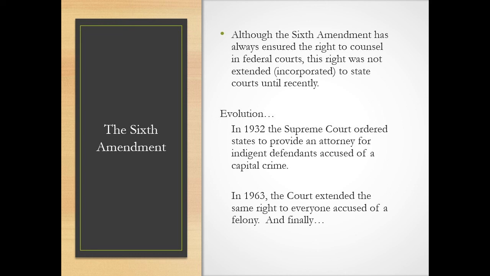First, in 1932, the Supreme Court found that if you were indigent and faced with a capital crime, in other words, one for which you can lose your life, capital punishment, you had a right to an attorney. We can give you an attorney. 1963, the court extended that right to everyone accused of a felony. And then finally, in 1972, Argersinger versus Hamlin, the court ruled that the lawyer must be provided for the accused whenever imprisonment could be imposed.